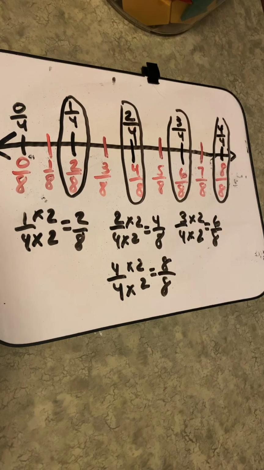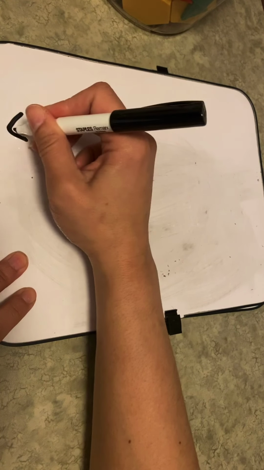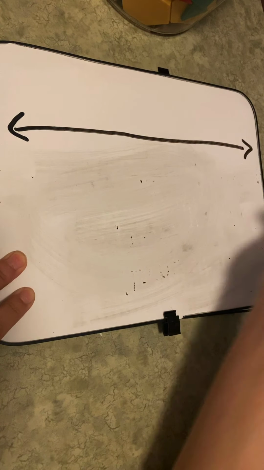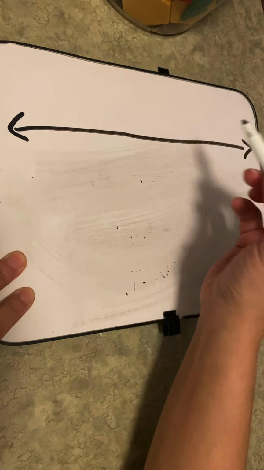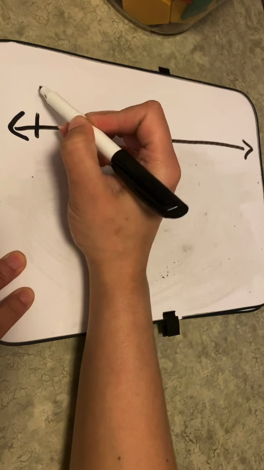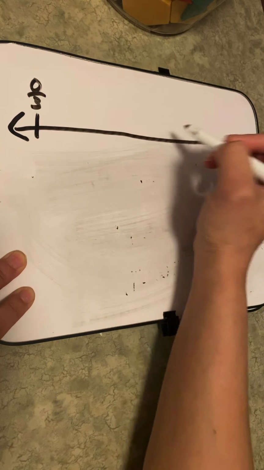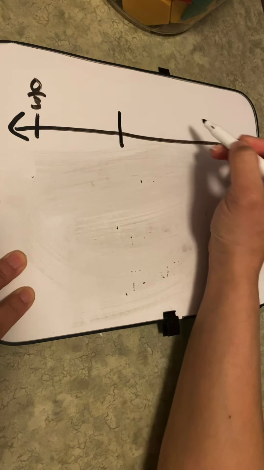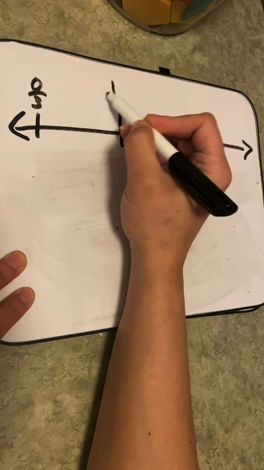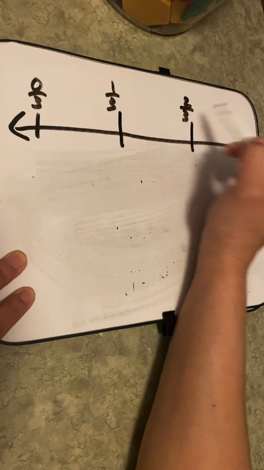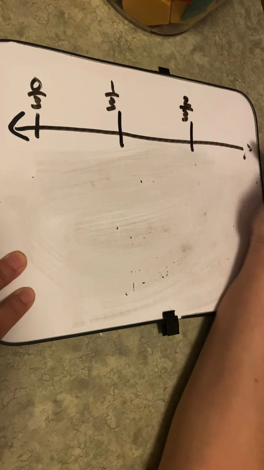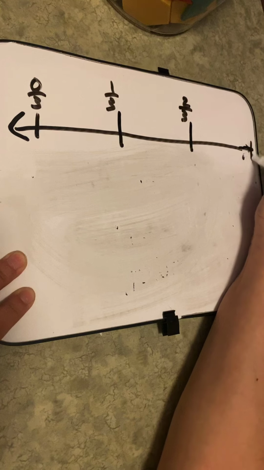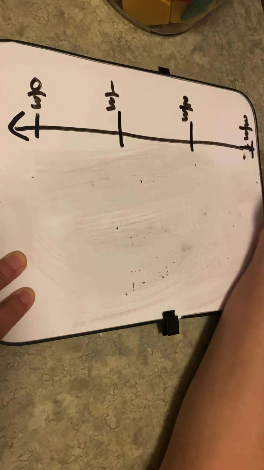Here's another example. Another example would be if I drew a number line and then I cut it into thirds. So I'm going to cut this into thirds. This is 1/3, 2/3, okay? So here's 1/3, 2/3, and then all the way back here would be 3/3, okay?